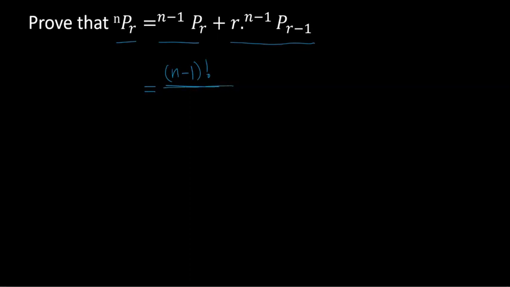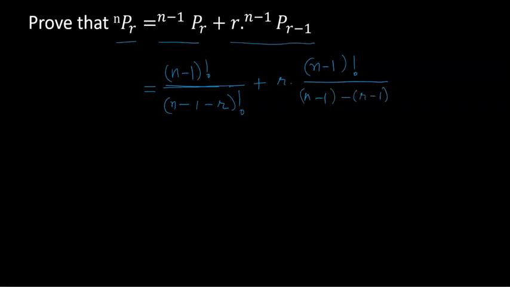n minus 1 factorial divided by n minus 1 minus r factorial. So that is what it is going to be, and this is going to be r times n minus 1 factorial divided by n minus 1 minus r minus 1 factorial. I'm going to put it into double bracket and see exactly how this thing is going to work.